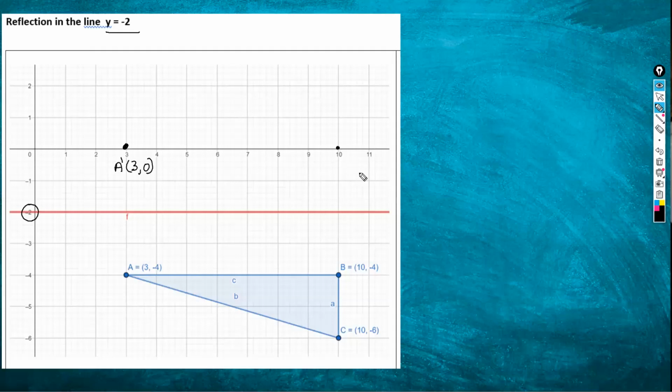That looks like the point 10, 0. 10 on the x and 0 on the y. And let's see what's going on with point C. 1, 2, 3, 4. So that means on the other side of the mirror, he has to be 1, 2, 3, 4. So that looks like the point 10, 2.